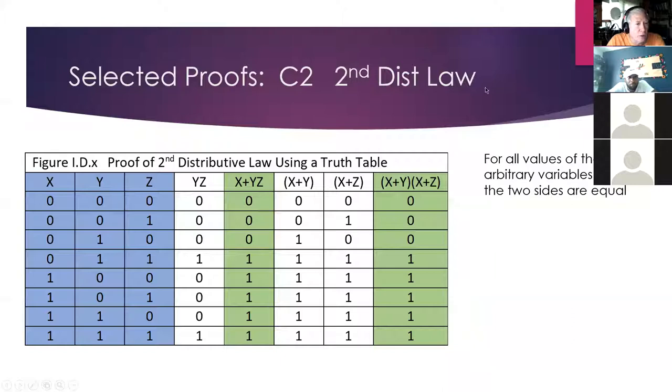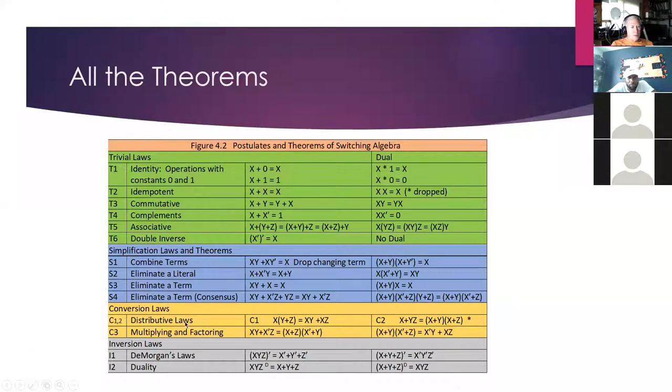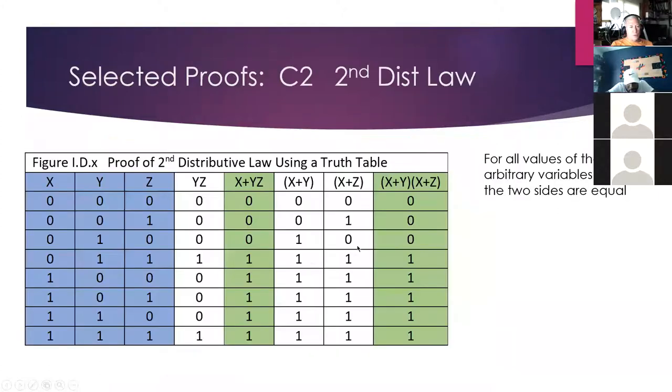Now, we already looked at how to prove the second distributive law using a truth table. And what's very powerful about this is we can look at every possible case. So here's the theorem, C2: X plus YZ equals the quantity X plus Y times the quantity X plus Z. This theorem involves three variables, X, Y, and Z. So if we list all possibilities of X, Y, and Z, and then calculate X plus YZ, the left-hand side, and compare it to the quantity X plus Y times the quantity X plus Z, they should be exactly the same for all possible values of all the variables.